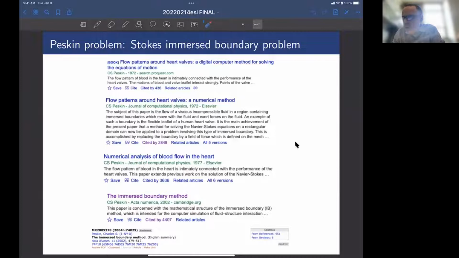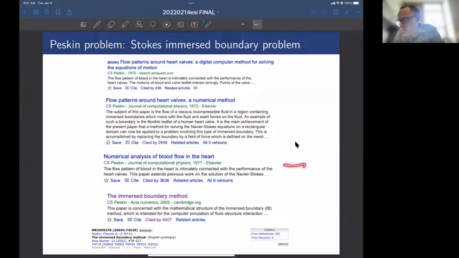study starting with his PhD thesis in 1972, Flow Patterns Around Heart Valves, and it really became a computational method that's widely called the immersed boundary method. This is a sampling of some of his papers on the subject. So this is his thesis, and this is a paper that came out of his thesis, Flow Patterns Around Heart Valves: A Numerical Method.